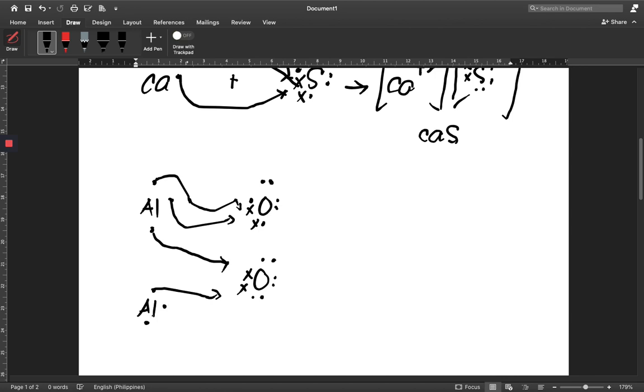And then again, there are 2 extra electrons. So what we can do is add one more oxygen atom with 6 valence electrons: 1, 2, 3, 4, 5, 6. And then there it is, we have somewhere to place these 2 extra electrons, 1 and then 2. So now everything from the metal is completely transferred. Let's assume the aluminum here is a metal, and then the oxygen atoms are also filled.